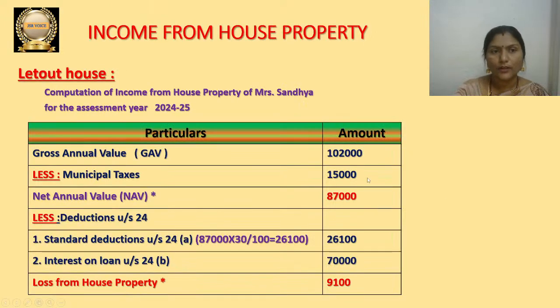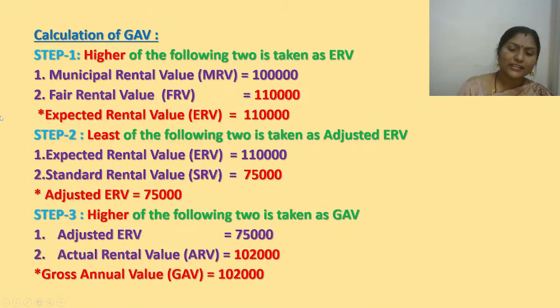Next, we did income from house property calculation in the format. So we took all the details and we have given heading. We entered all the details in a proper manner by using all rules and regulations to calculate income from house property. Next, calculation of GAV. So calculation of GAV should be done under the format. This is how we calculated GAV.